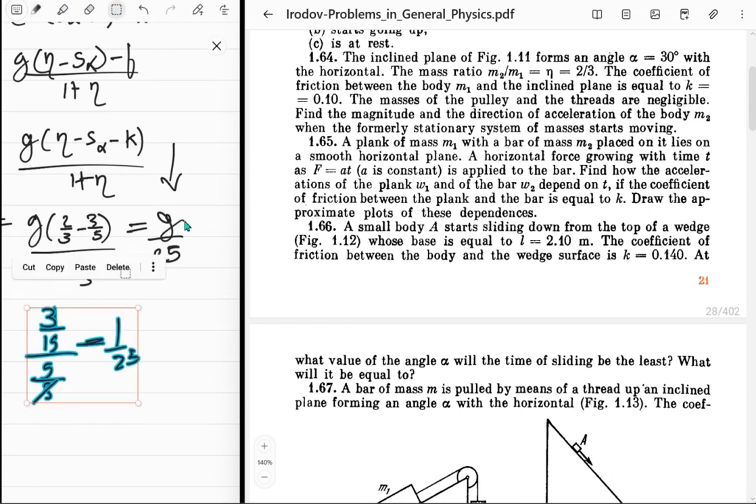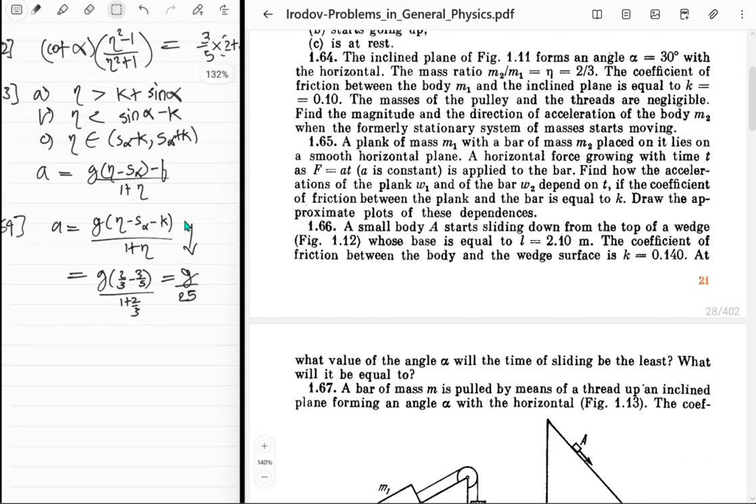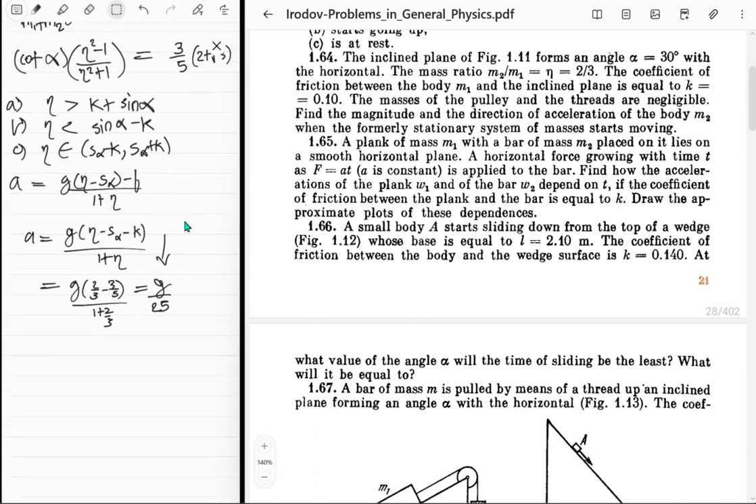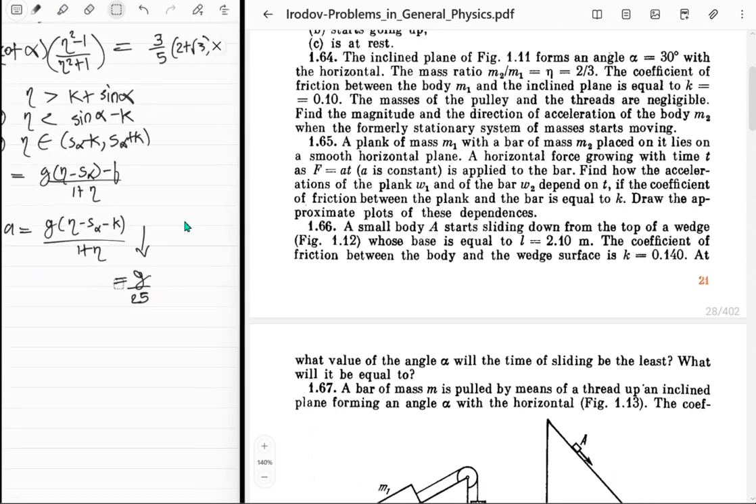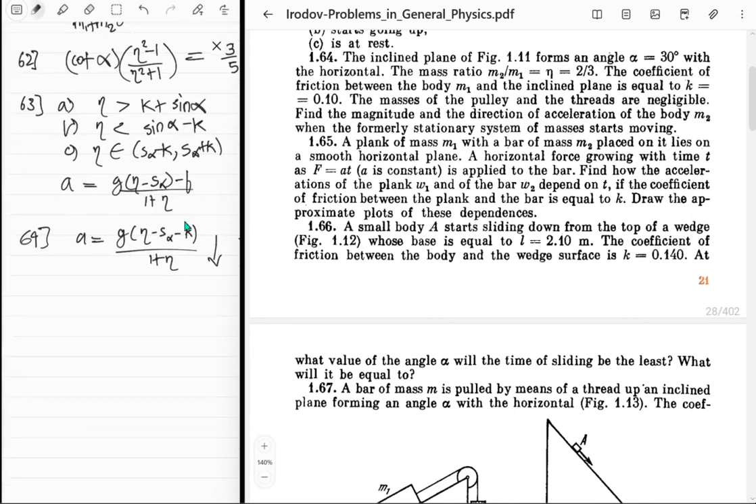This is it. I'm going to leave it like that because they didn't tell us what g is supposed to be. Just going to leave it like that. 64th. Yeah, skip all of this calculation. So g upon 25. Next question. 65th.